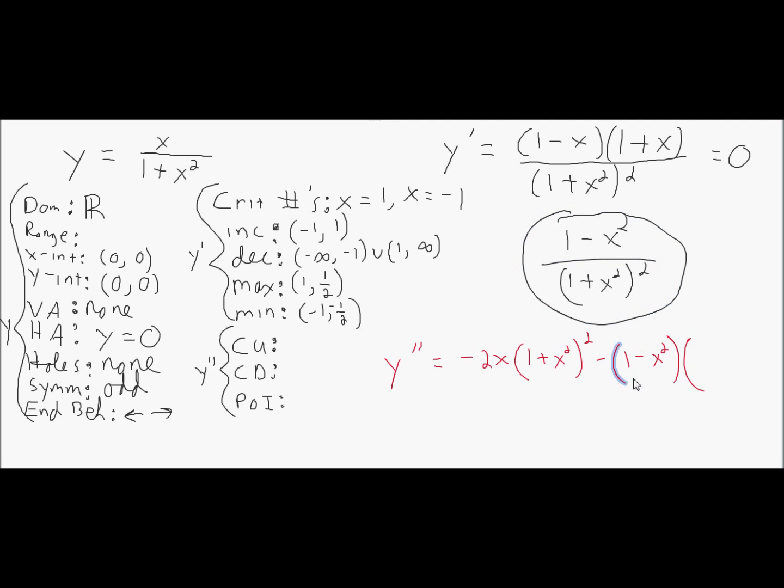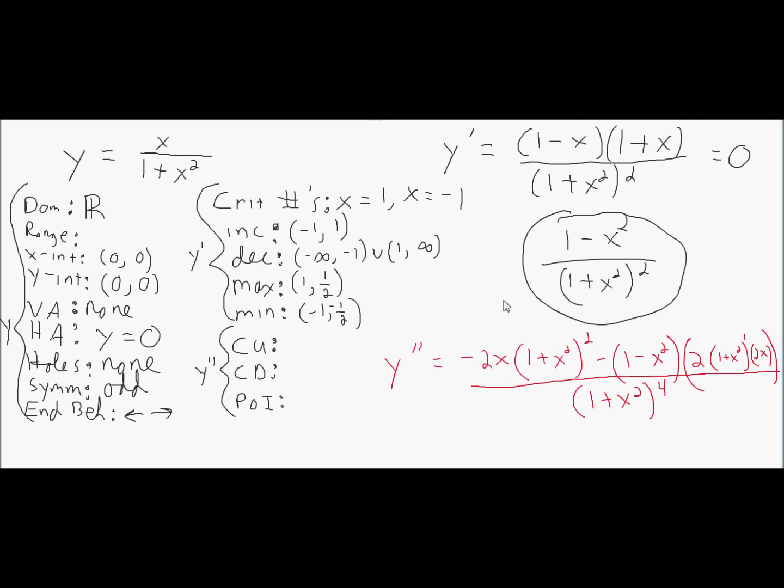So the top times the derivative of the bottom, which is, by power rule, 2 times 1 plus x squared to the first times the derivative of the inside, which is 2x. So we got that going on there. And all of that by the quotient rule divided by 1 plus x squared squared. So that's to the fourth power. And luckily now, check this out, we have 1 plus x squared here.